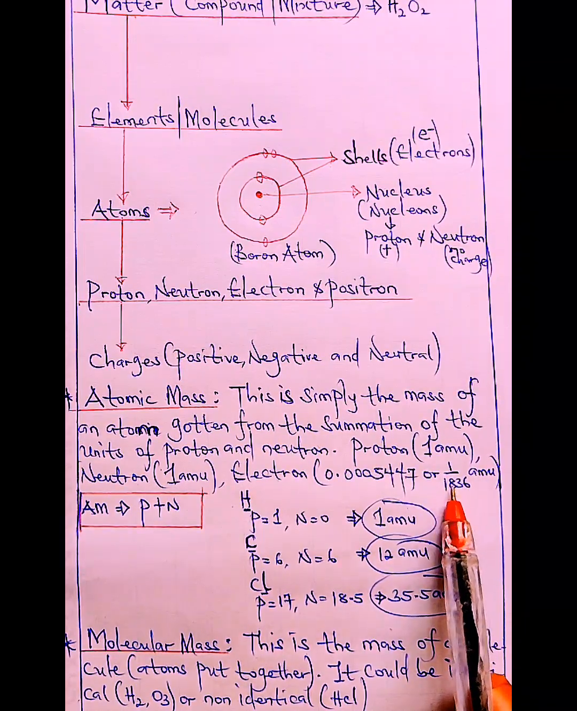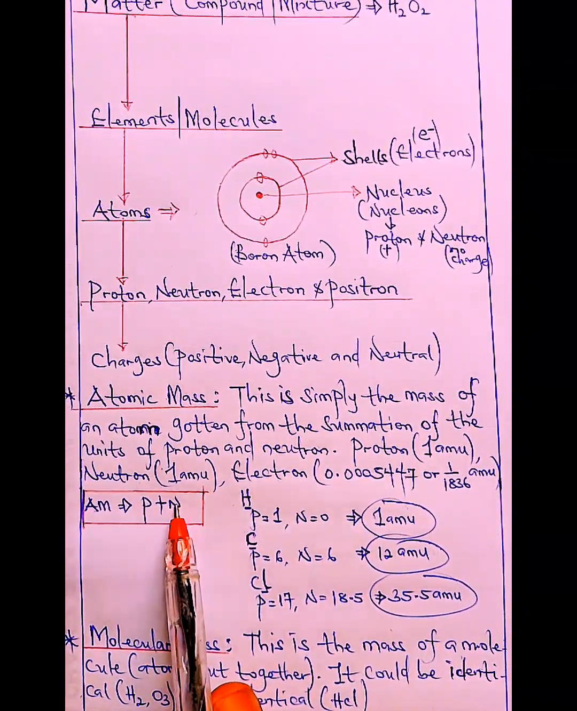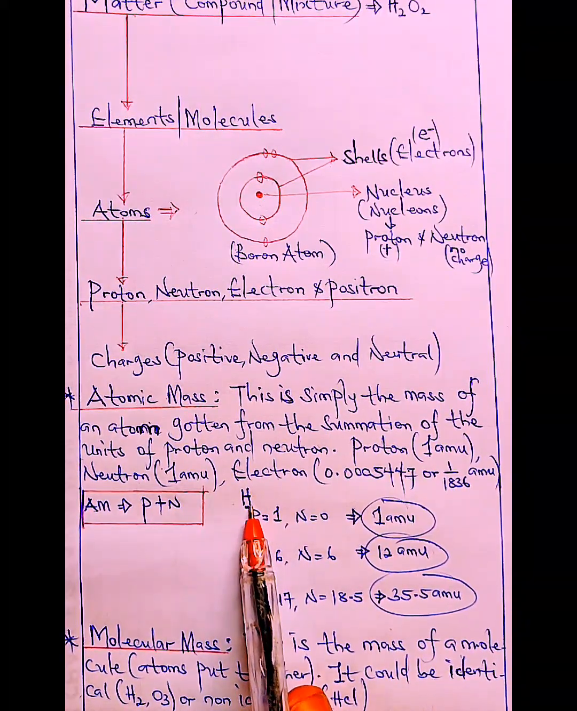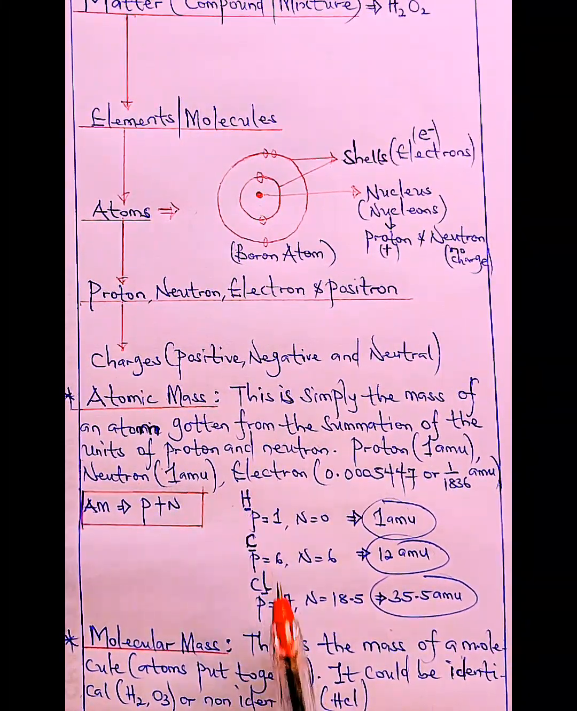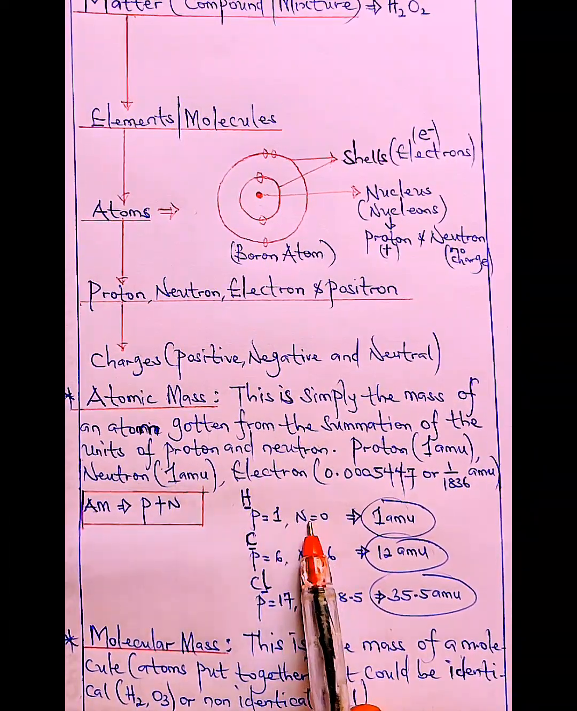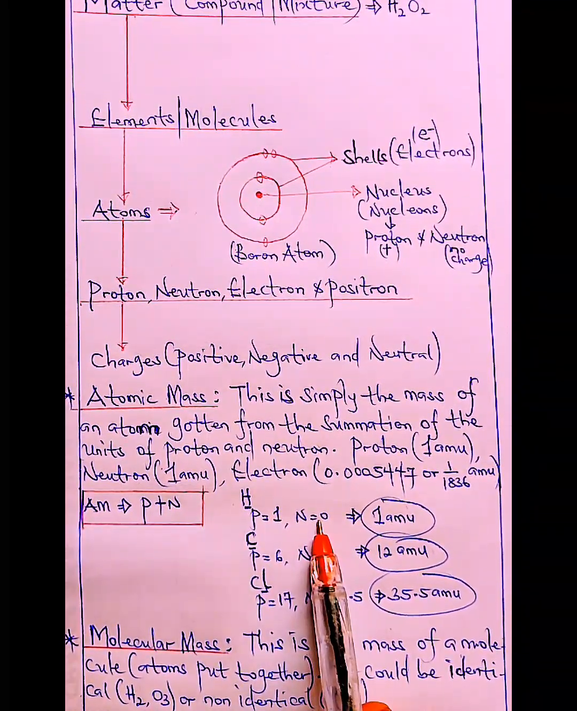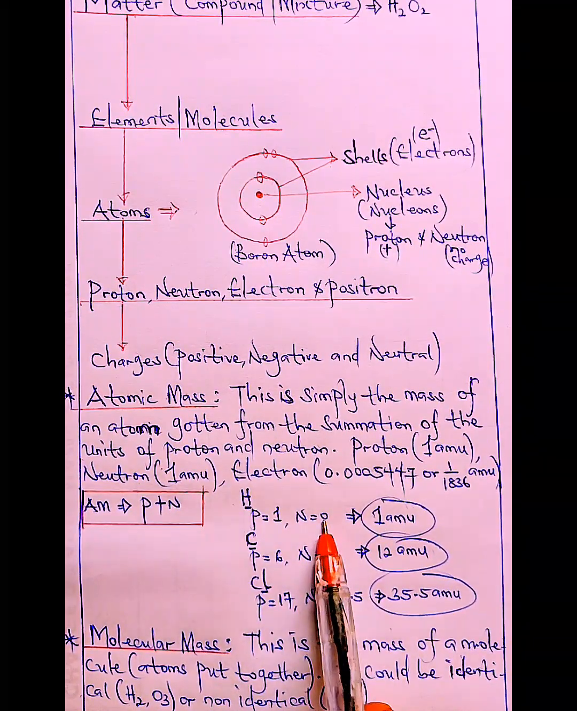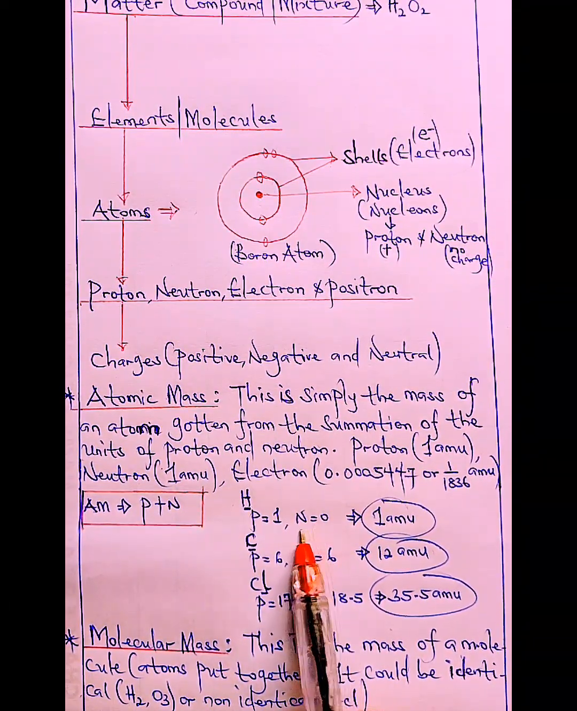So whenever I want to get the mass of an atom, it's always proton plus neutron. Let's look at a couple of elements. Hydrogen as an element has just 1 atomic mass, that is 1 proton, but doesn't have a neutron. So hydrogen is 1 atomic mass unit for proton and 0 atomic mass unit for neutron.